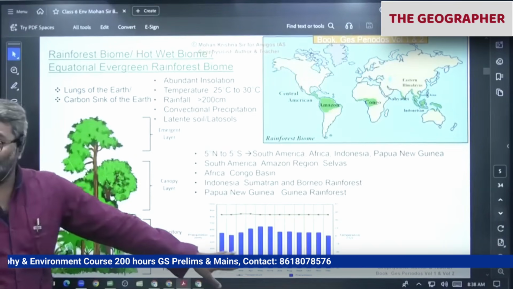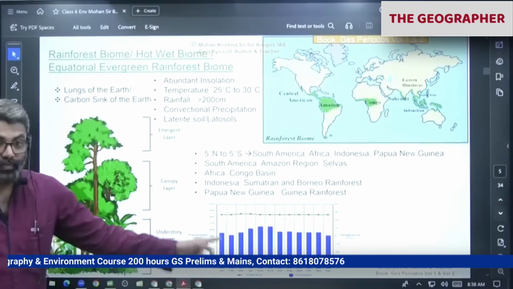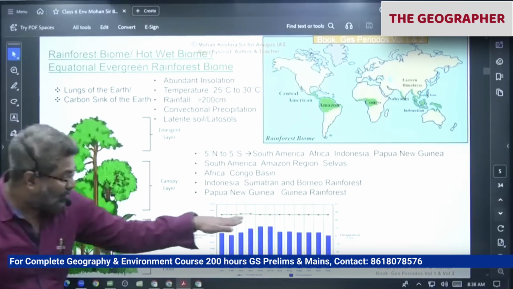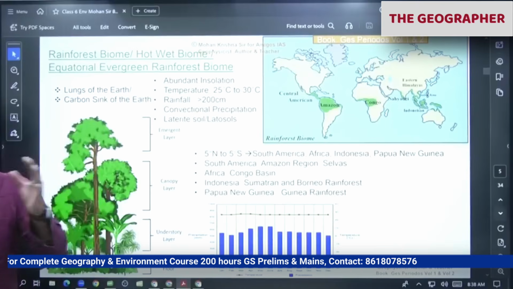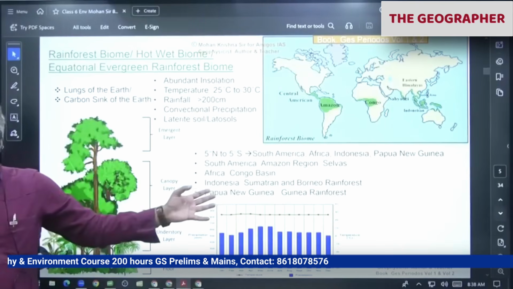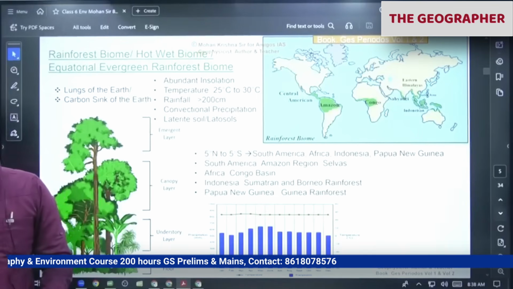So this is a climograph I am talking about. A climograph is a graph showing temperature and rainfall. Temperature is shown as a line graph. Rainfall is shown as a bar graph. It's a kind of combo map which uses both the data. Temperature is also shown. Rainfall is also shown.